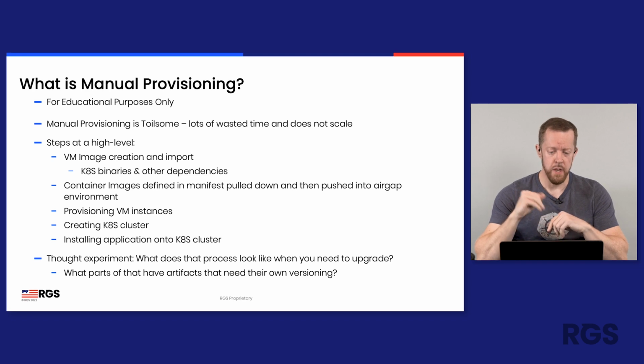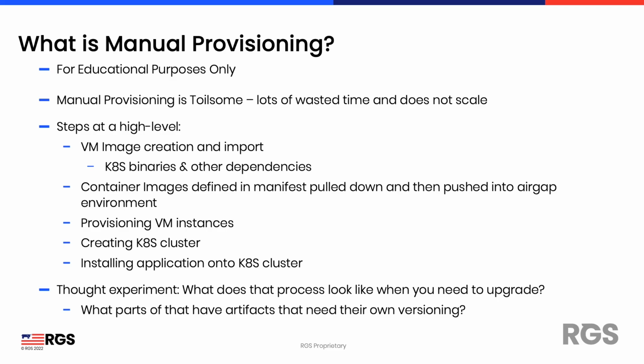If we go through the steps at a high level, the first step is VM image creation, which is the base image that we talked about earlier, and then importing it into our environment. The Kubernetes binaries and other dependencies, anything that you need, either needs to be on that image or needs to be available within the environment. Following that, we have to get all the container images defined in a manifest, manually pull them down, put them into, say, a tarball, and then push it into the air gap environment. What that looks like might be physical media if you're on a hard air gap, or if you're in a soft air gap, you might just be copying it to a different network from a jump box or something like that.